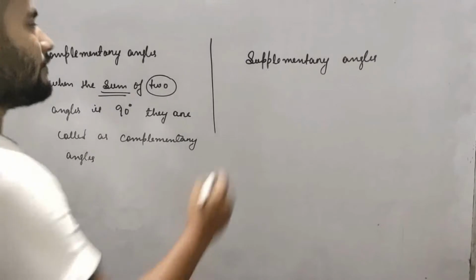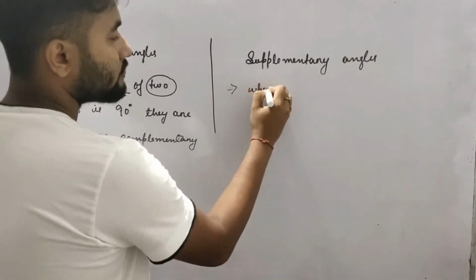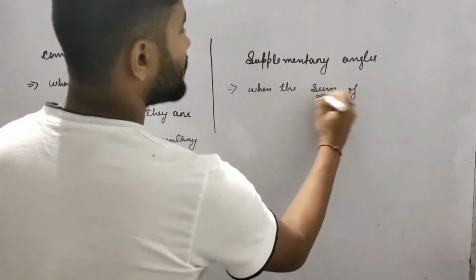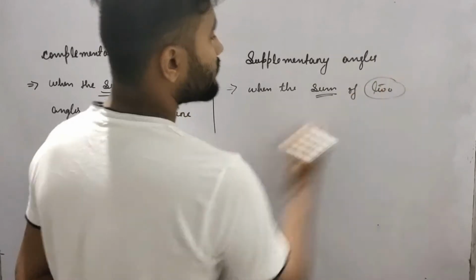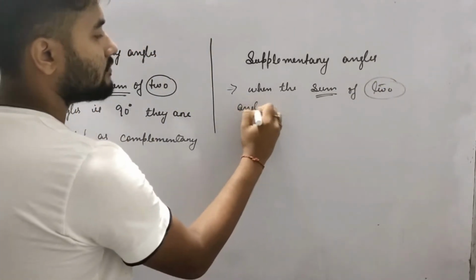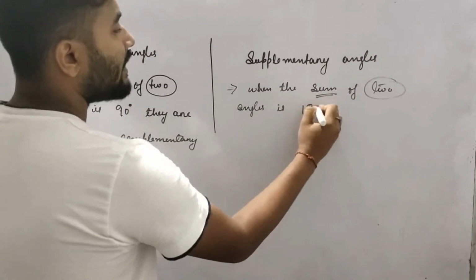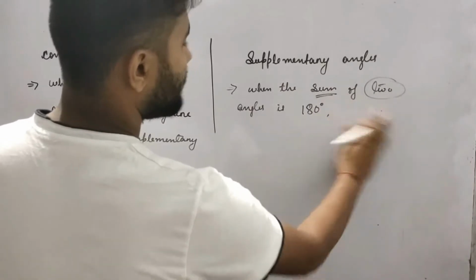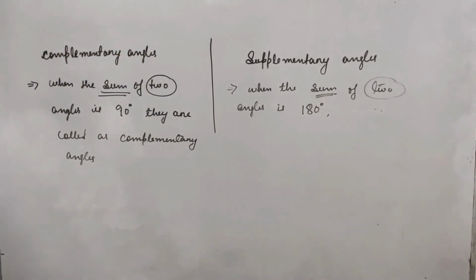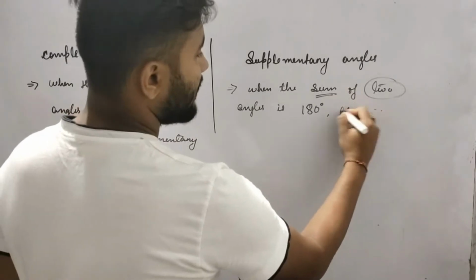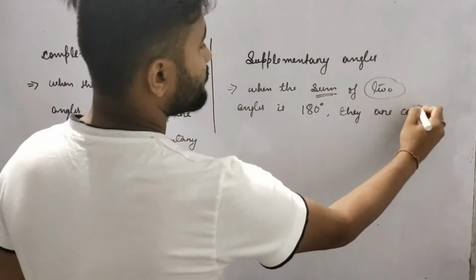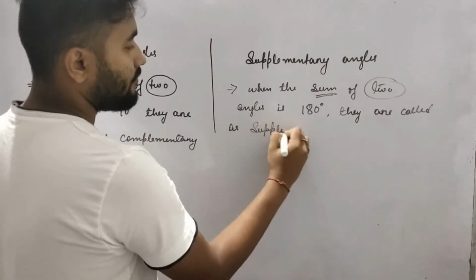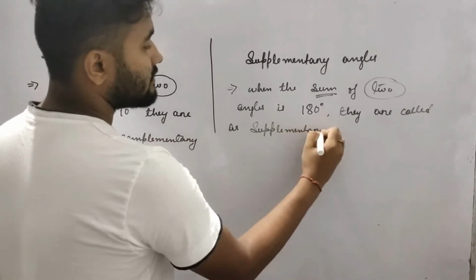Then what is supplementary angles? Very simple. Again you have to do the sum of how much? Two angles only. Okay, two angles. When the sum of two angles is how much? 180 degree. Then when the sum of two angles is 180 degree, they are called as supplementary angles.